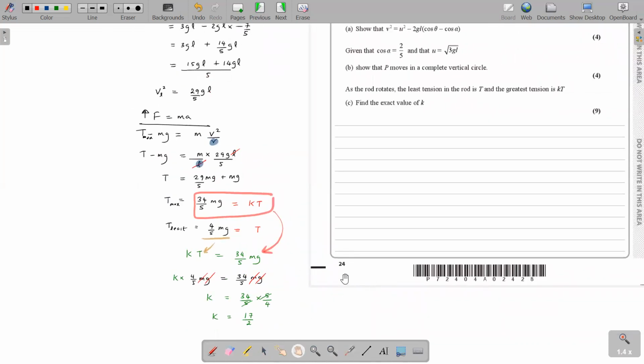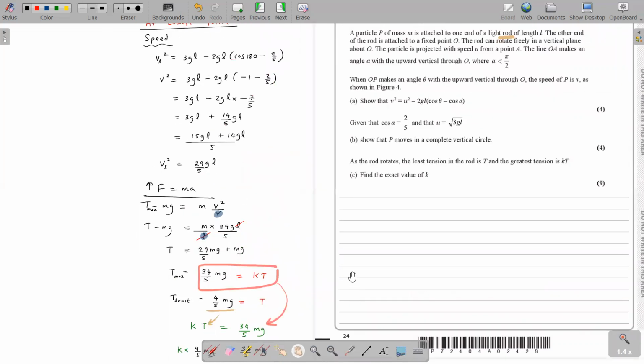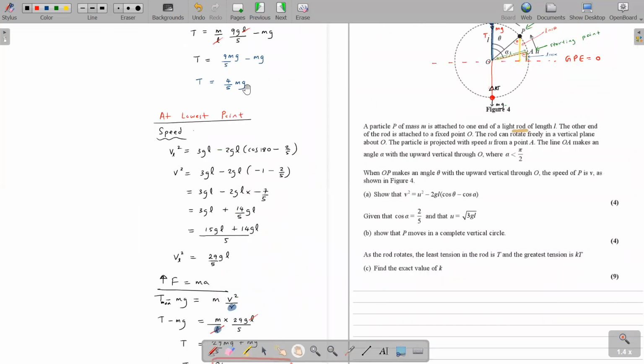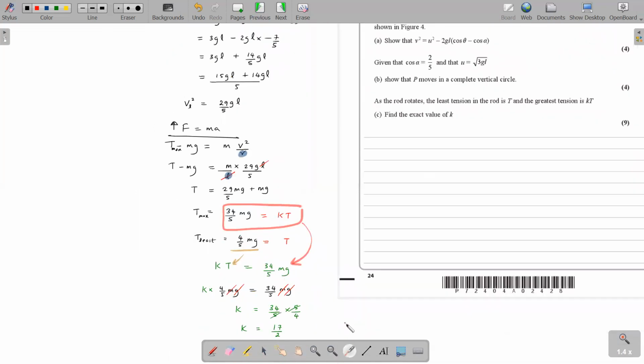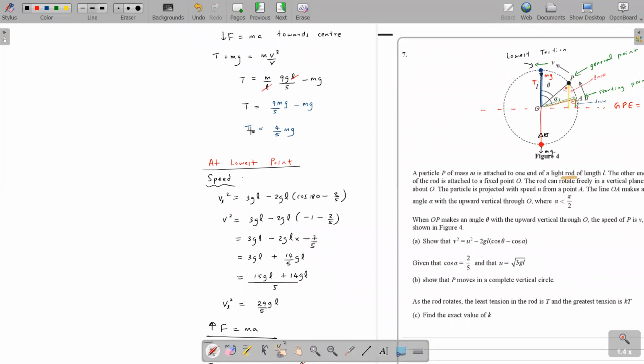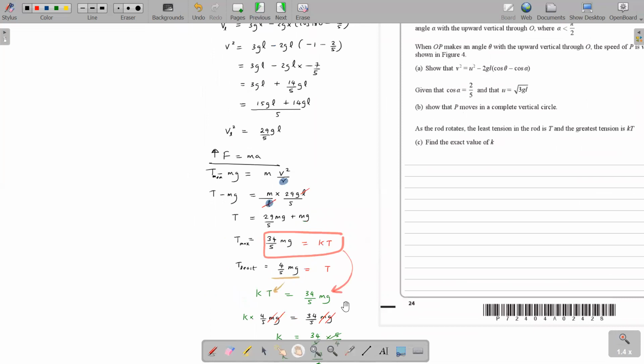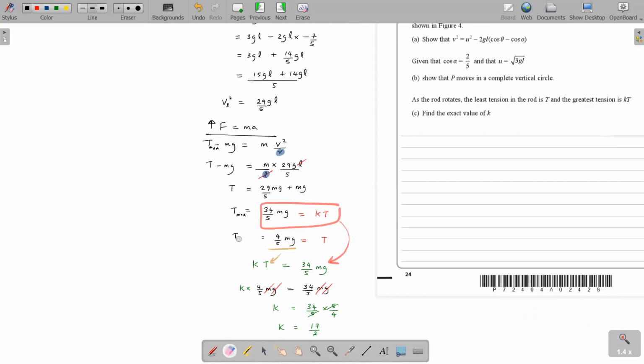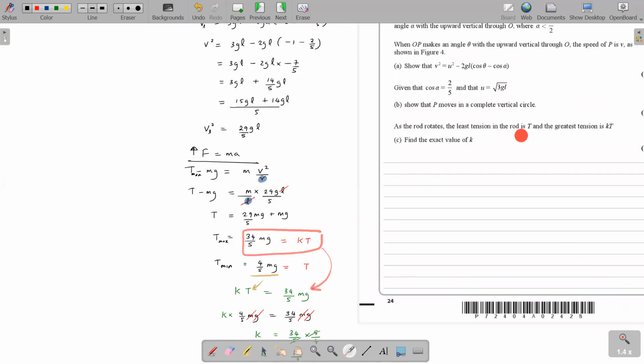I hope it was clear to you what I did. I got the lowest tension, that is at the top of the circle, and I got the maximum tension at the bottom. So let me use min and max. This is the tension minimum; the tension maximum is kT. Tension minimum is 4 over 5 mg, and this is what they call T, because they use the words here: the least tension in the rod is T, which means the T minimum is T and the maximum tension is kT.